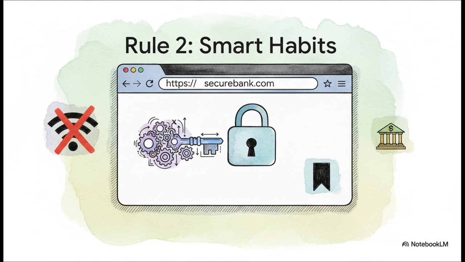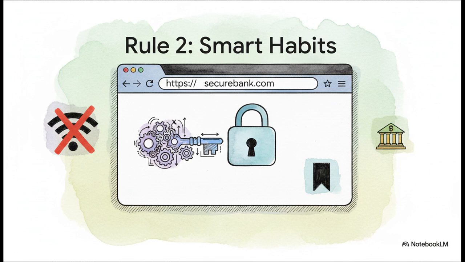All right, rule number 2 is about building some smart habits. Use strong, unique passwords for your important accounts. Think of it like this. You wouldn't use the same key for your house, your car, and your office, right? And here's a huge one. Avoid using public Wi-Fi for banking. It's kind of like shouting your bank info in a crowded room. You just never know who's listening.